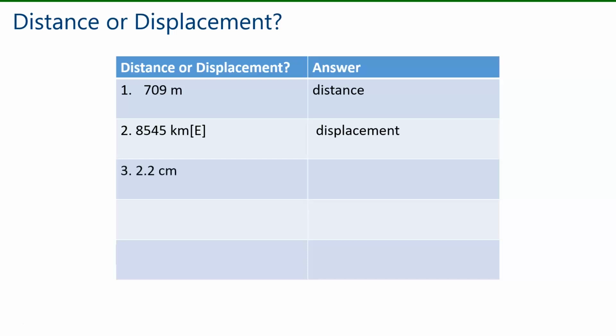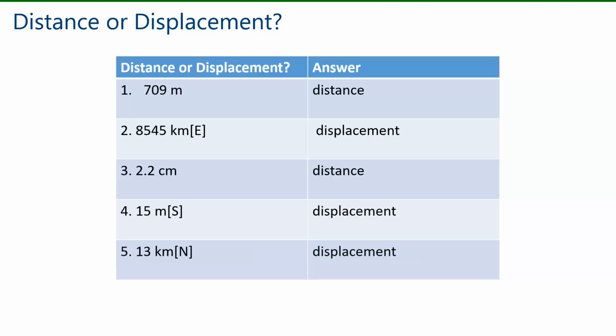2.2 centimeters is a distance. There's no direction indicated. 15 meters south is displacement. We have the numerical value and the direction. 13 kilometers north is also displacement. We have the numerical value and also the direction indicated.